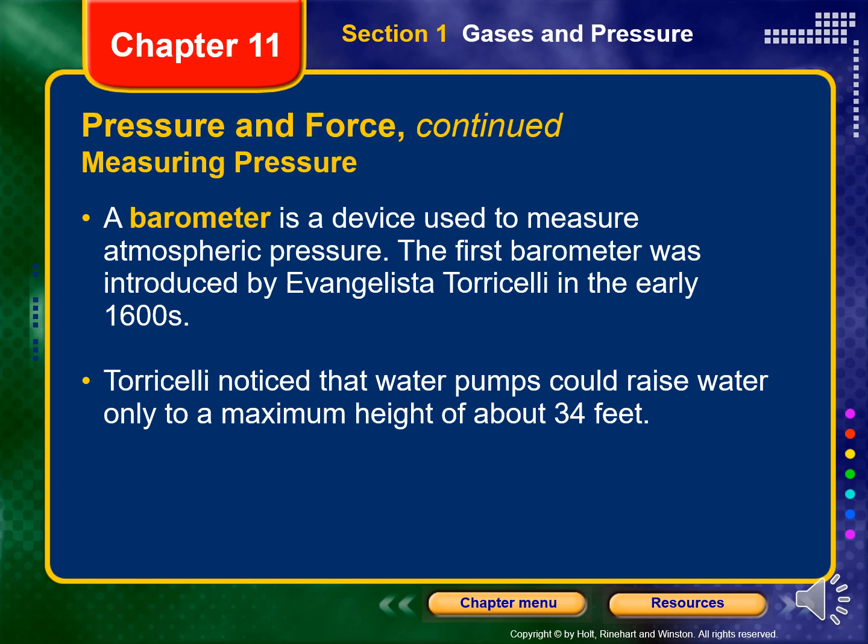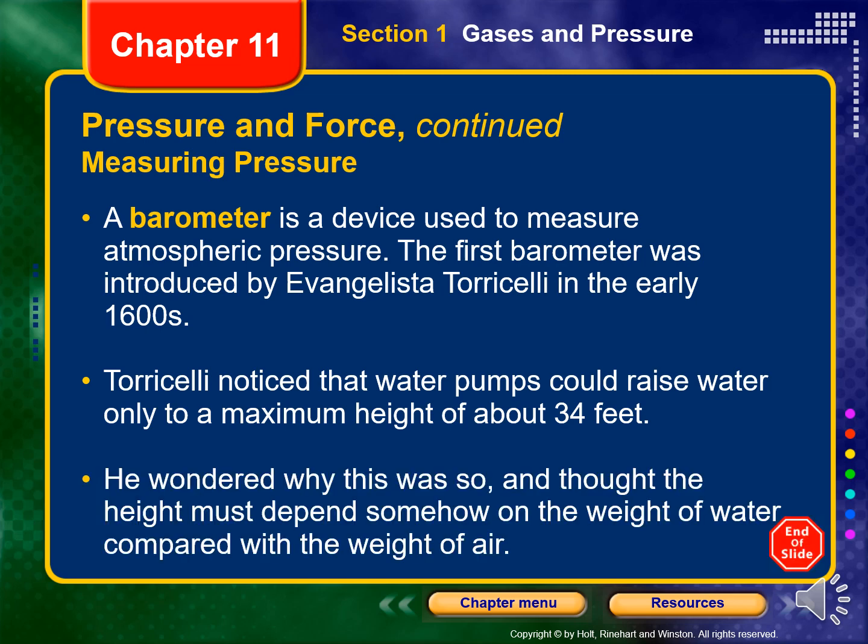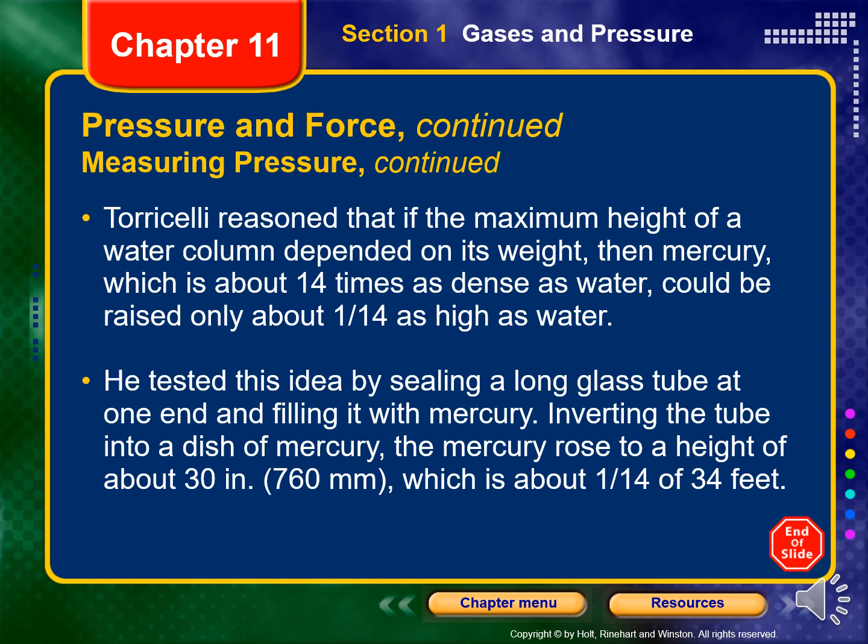The barometer is used to measure atmospheric gas pressure. So this guy, Torricelli, in the 1600s, had to convince people there was such a thing as atmospheric pressure. And he did that by making the first barometer. A barometer is just a glass tube, and he actually used mercury. He put mercury in a shallow dish.